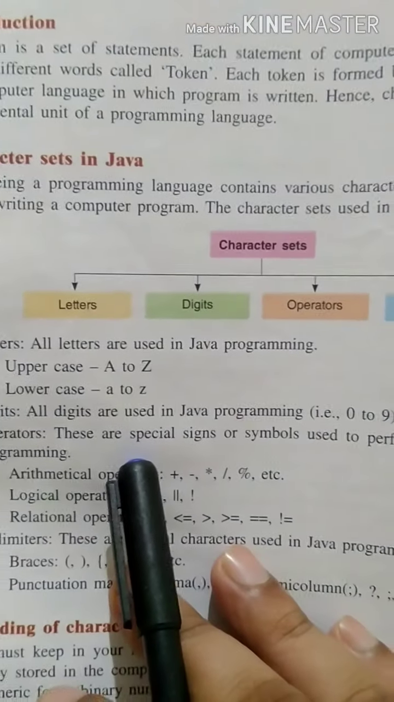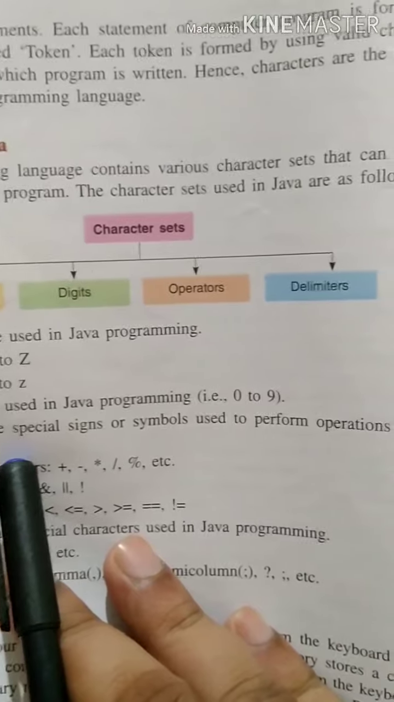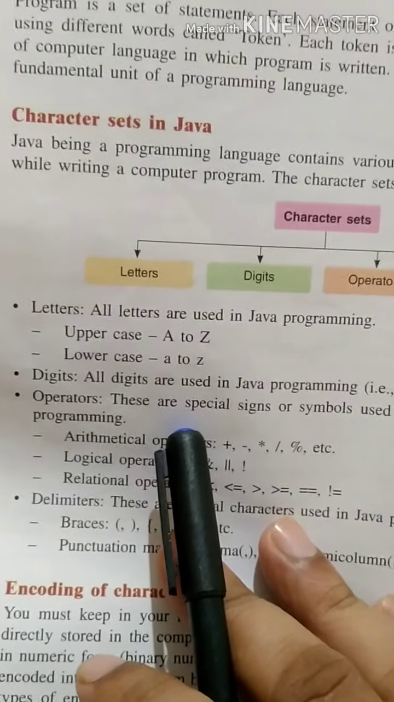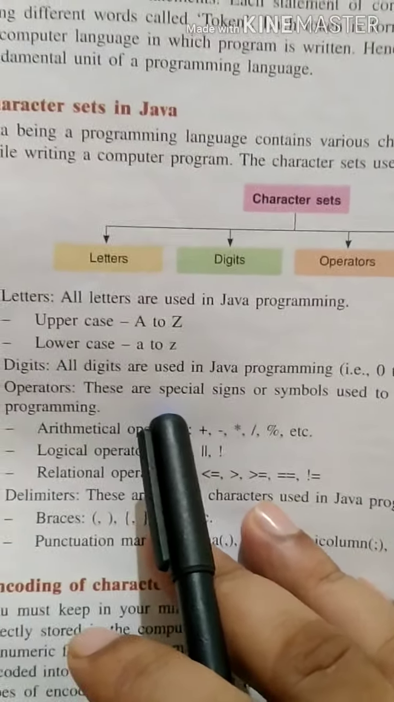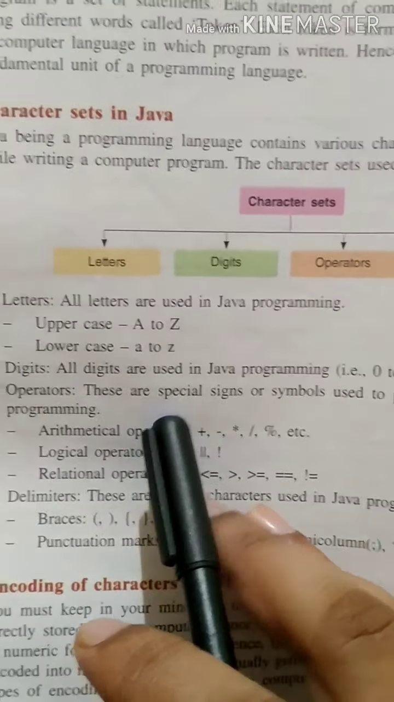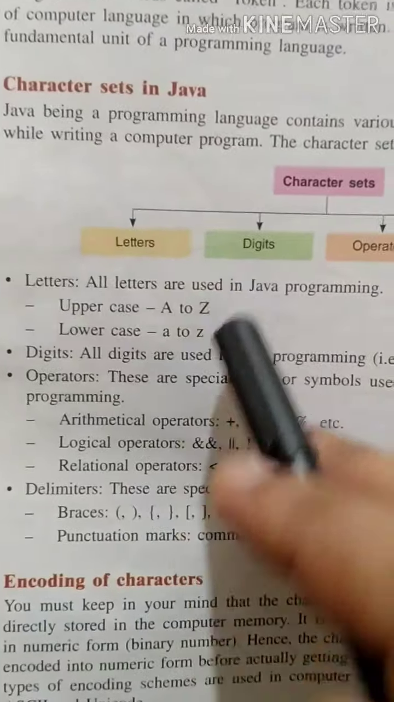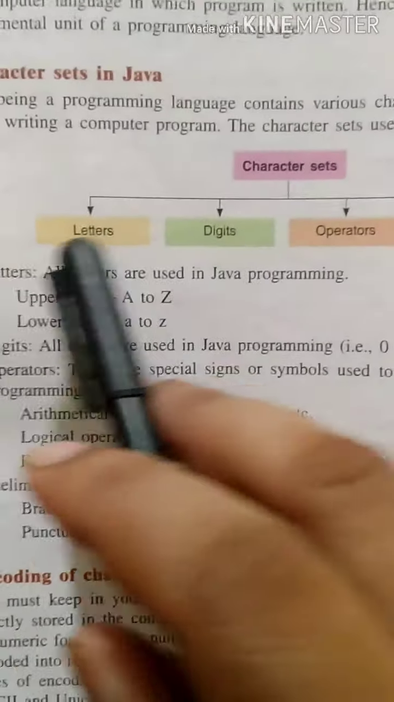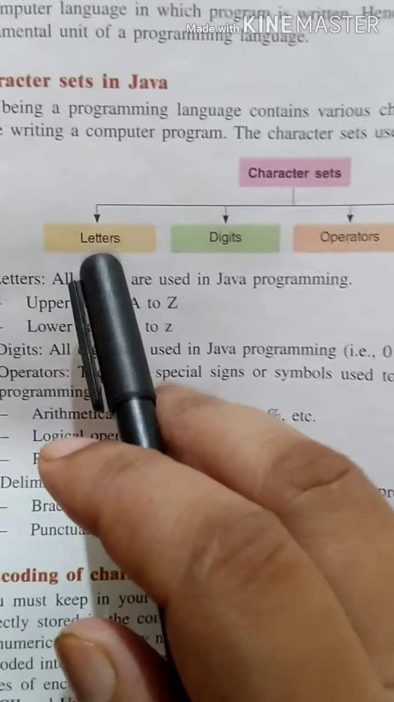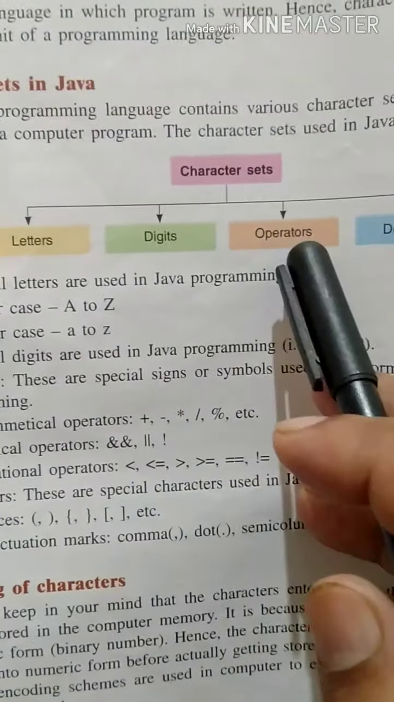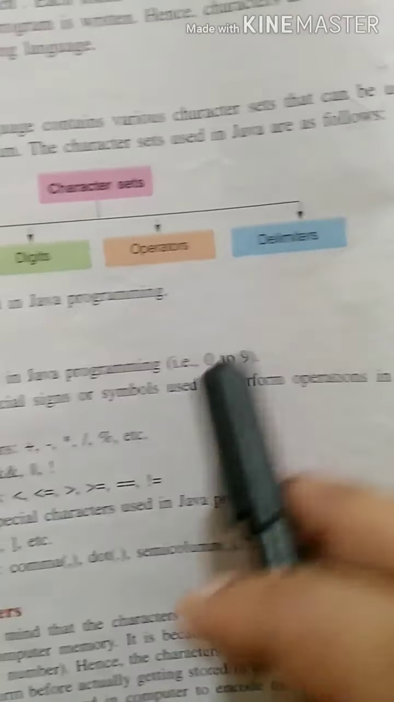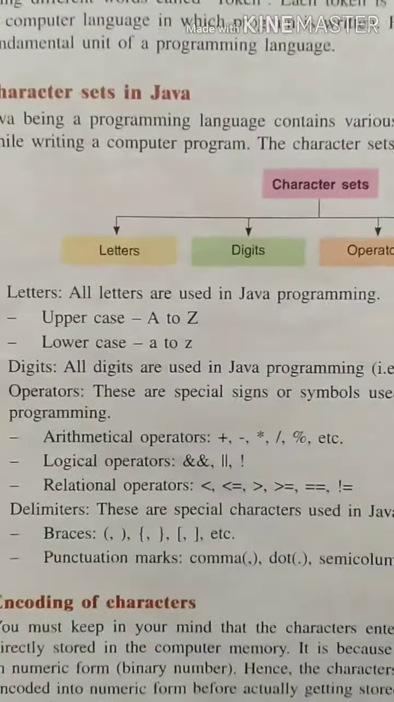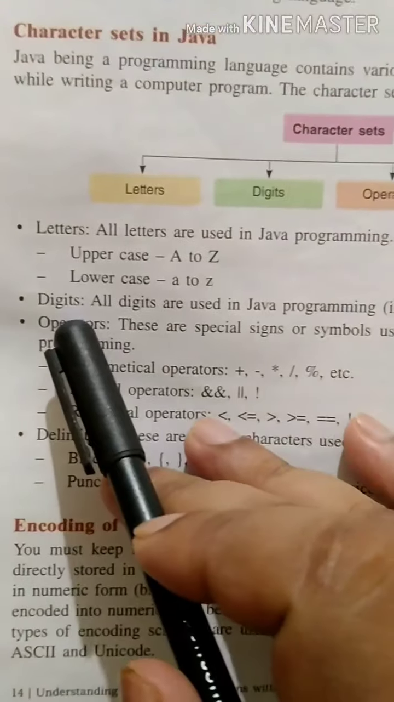Java, being a programming language, contains various character sets that can be used while writing a computer program. We require these character sets while we write Java programs. Character sets are categorized into letters, digits, operators and delimiters. We will understand each one separately, one by one.